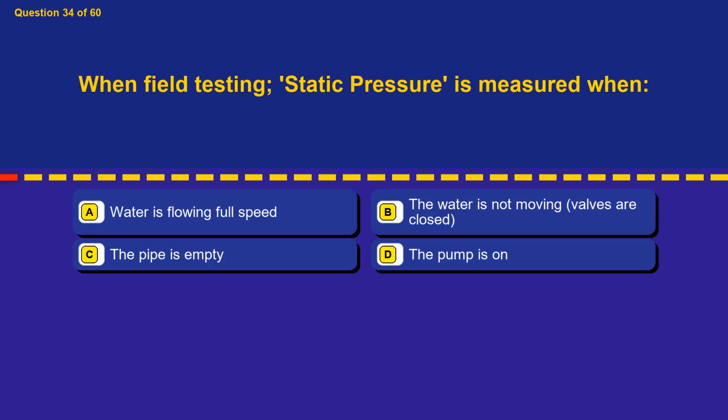Question 34. When field testing, static pressure is measured when? Option A, water is flowing full speed. Option B, the water is not moving, valves are closed. Option C, the pipe is empty. Option D, the pump is on.